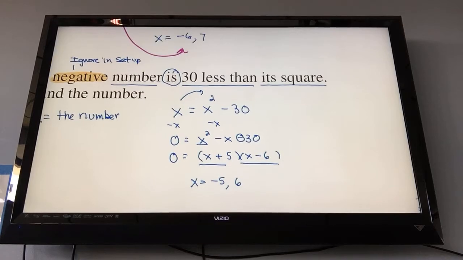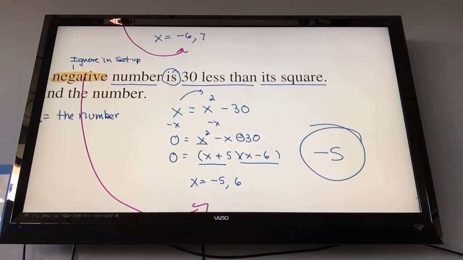We go back up and we pay attention to that word that we highlighted now, and we want the negative one. So negative 5 is my answer.